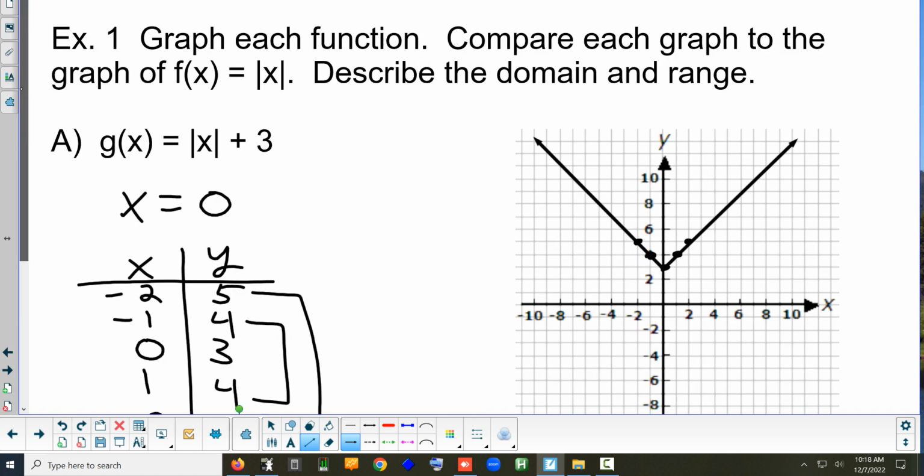Okay, so compare the graph. So what I'm looking at now to do the compare is I want you to tell me what that +3 is doing. So look on your chart for Monday, and this is adding a number on the outside. And you've got a picture to look at too. So what does adding a number at the end do?